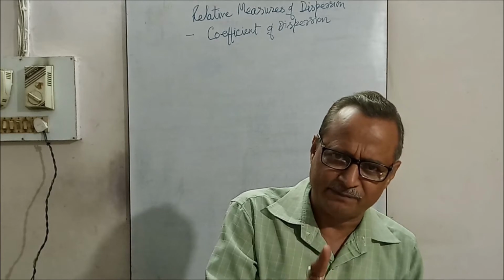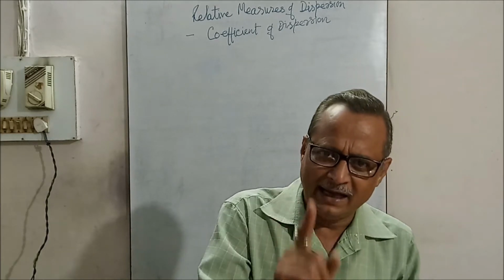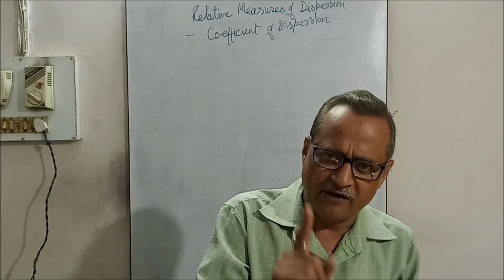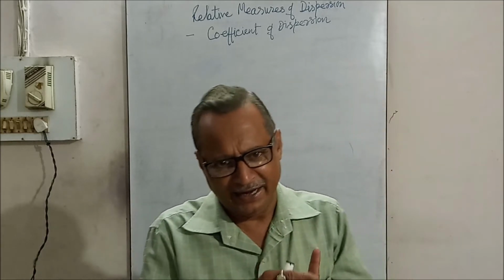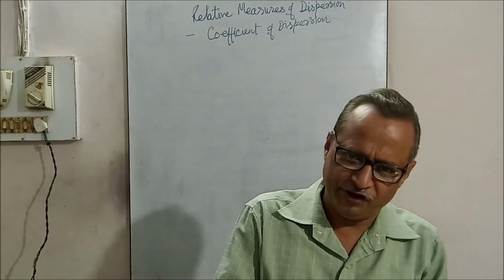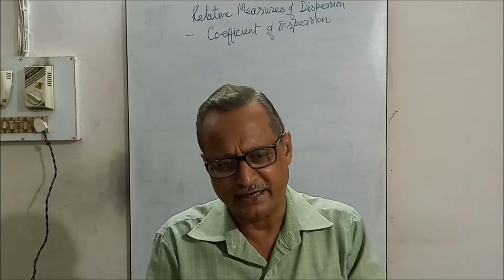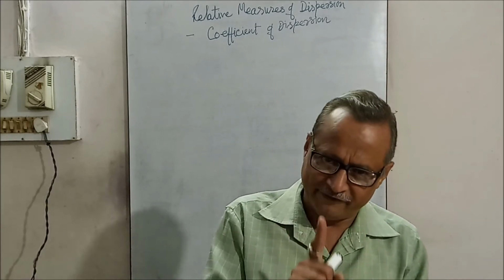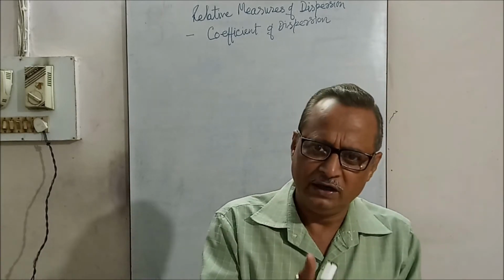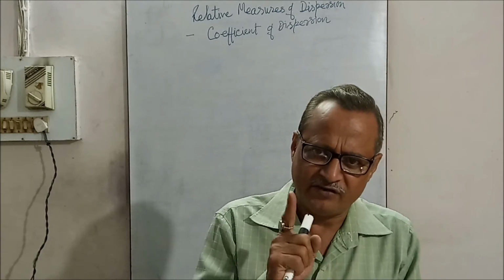Now see, the absolute measure of dispersion, either range, quartile deviation, mean deviation or standard deviation, divided by the average, is called the relative measure of dispersion.